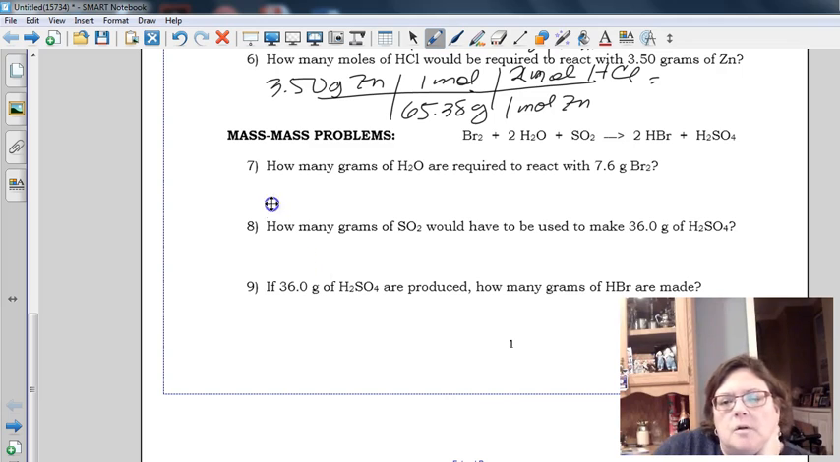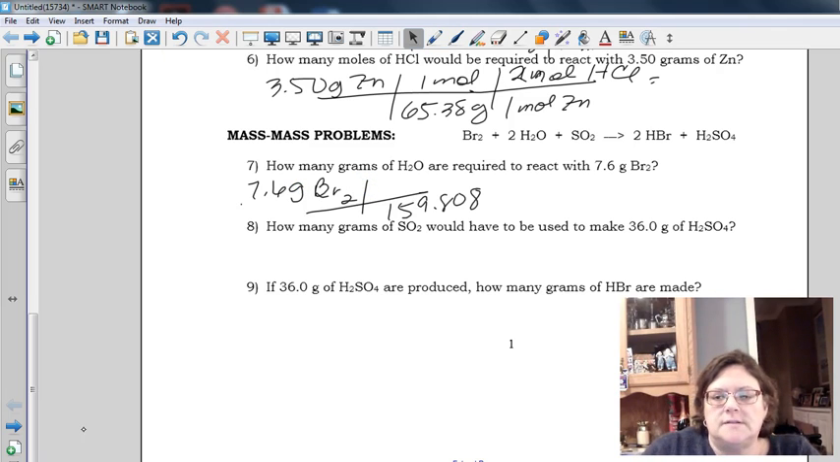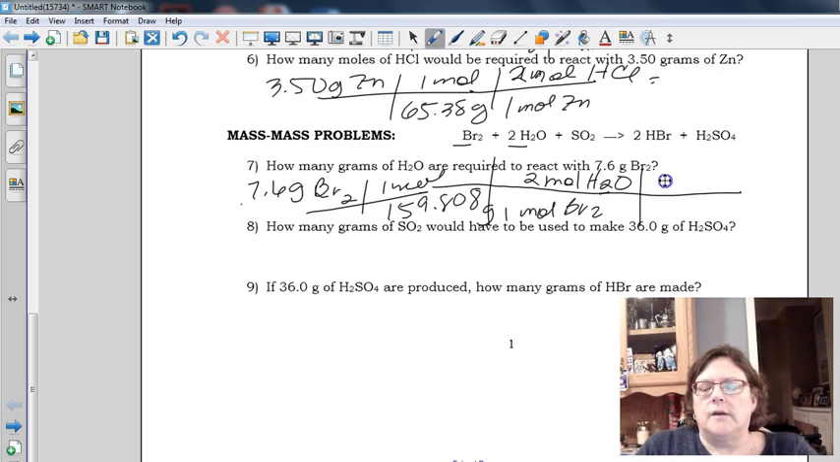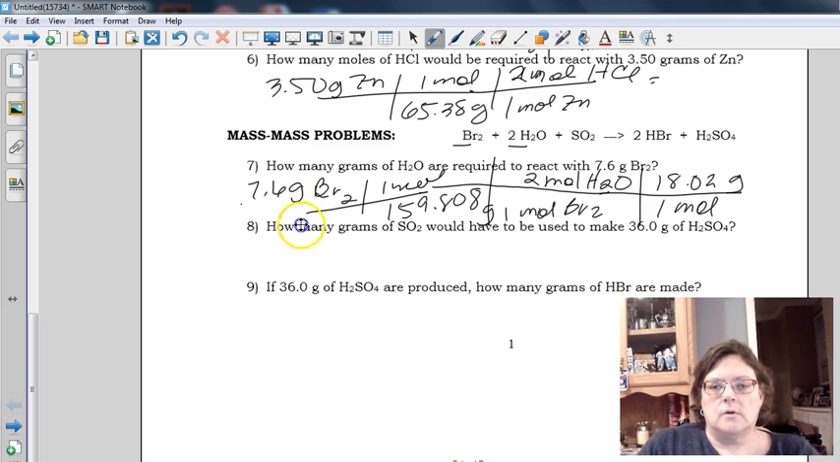Mass to mass problems. We're starting with 7.6 grams of bromine. Molar mass of bromine is 159.808 grams in 1 mole. Our ratio of bromine to water is 1 mole of bromine to 2 moles of water. And we'll find grams by taking 18.02 grams per mole of water.